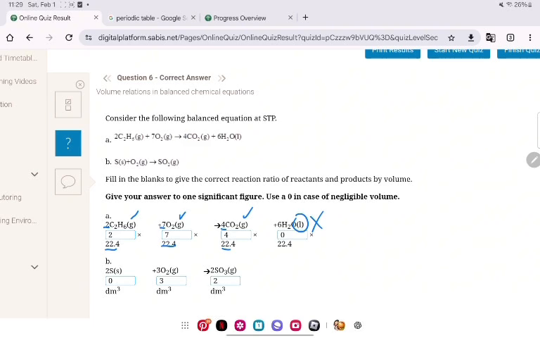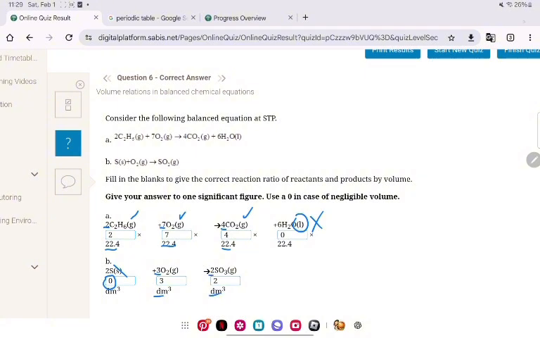Okay, and part B, it's the same thing for solid. Solid is also negligible. It's always just gas for volume, okay? So it's going to be 0 because it's negligible. Coefficient times decimeter cubed. Decimeter cubed is volume, so it also counts the same. And then 2 times decimeter cubed.